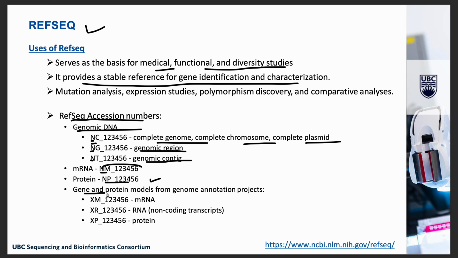And then we also have gene and protein models from genome annotation projects. If we are not dealing with the genomic level, then it should be X. So you can see X stands for models, and if we are taking the messenger mRNA level, then it is XM, and if it is at the RNA level, meaning non-coding transcripts, then this is XR. And similarly, if this is protein, it would start with XP.